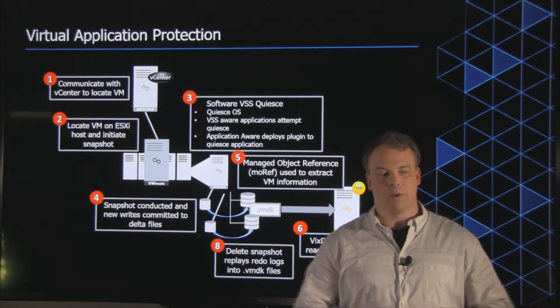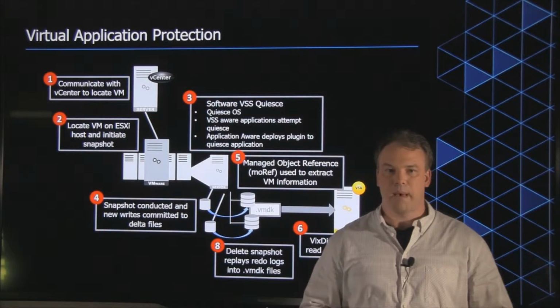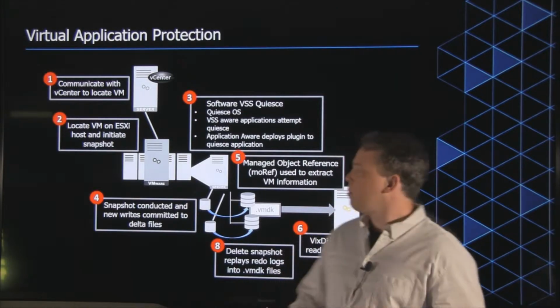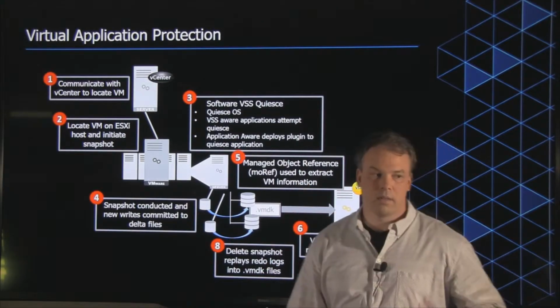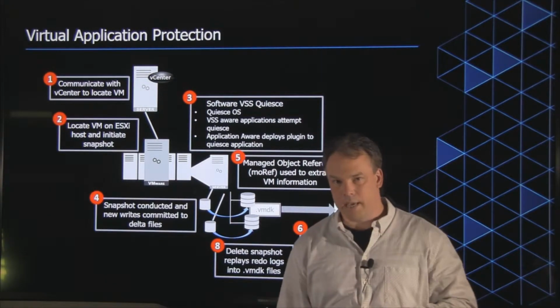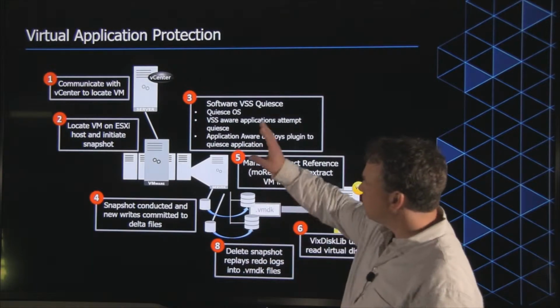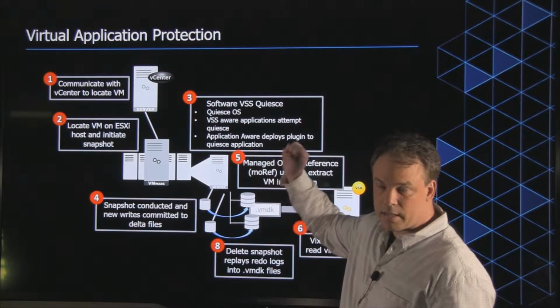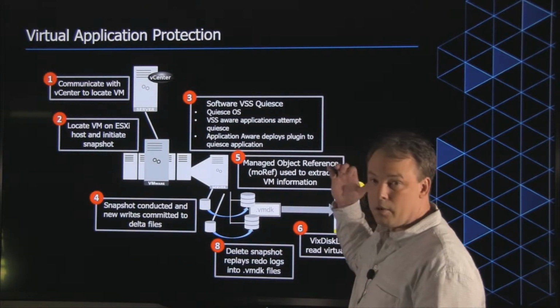In this video segment, we're going to go through the VSA backup process, but specific to application protection. This diagram is similar to the diagram we used in a previous video segment, but now we're going to inject application into all of this. Same principle: we communicate, locate the virtual machines, go to VSS, go to a software snapshot, and go to backups.